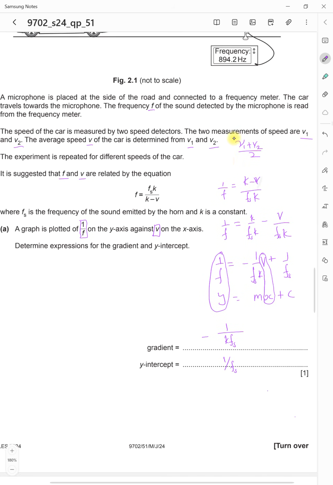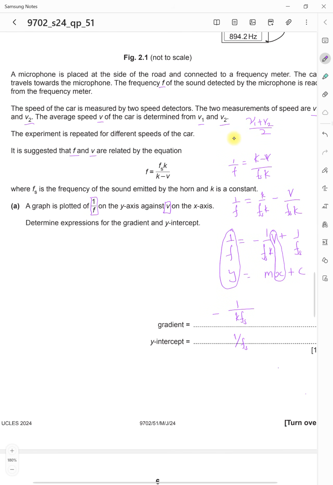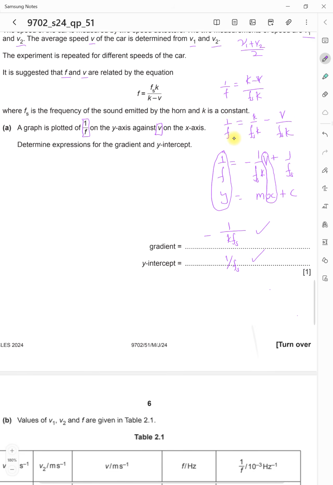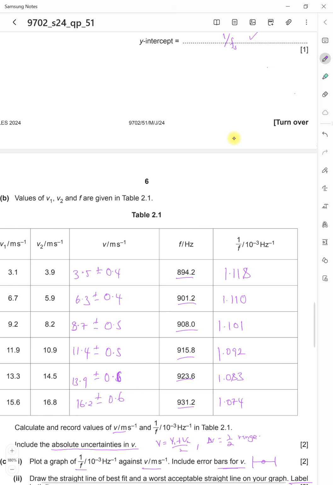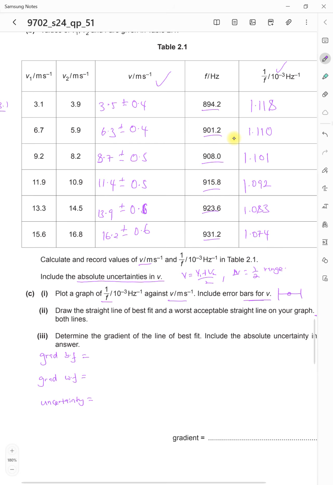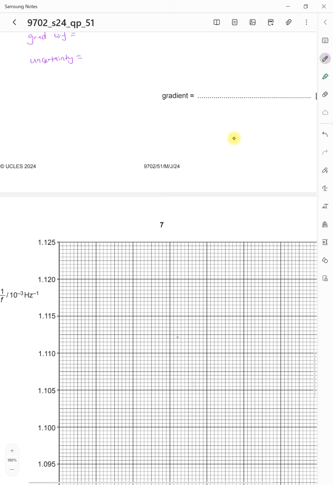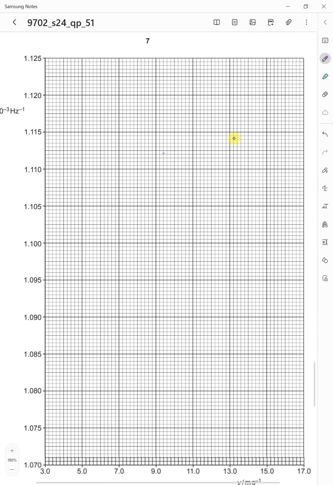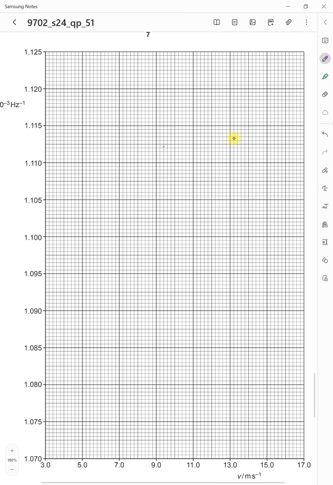We had already found the expression for the gradient, and we had already found the expression for the y-intercept. In part 1, we calculated the values of v, we calculated the values of 1 over f, we calculated the uncertainties, and our task was to go to the graph. So let's plot the graph. I have the values written, so I wanted this graph to fit on the same page.